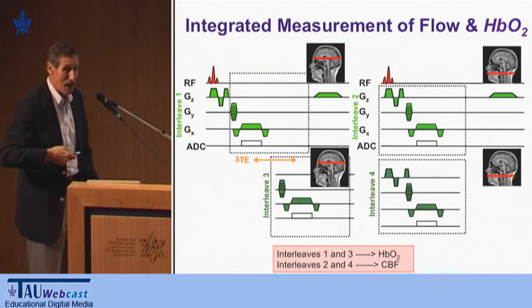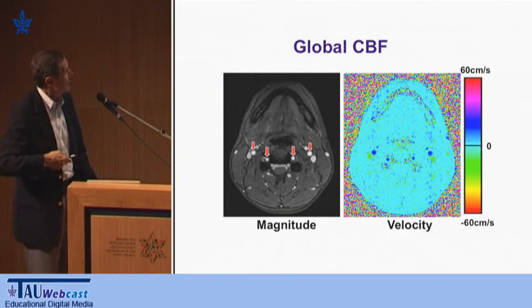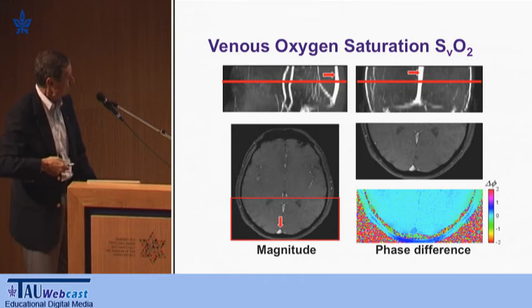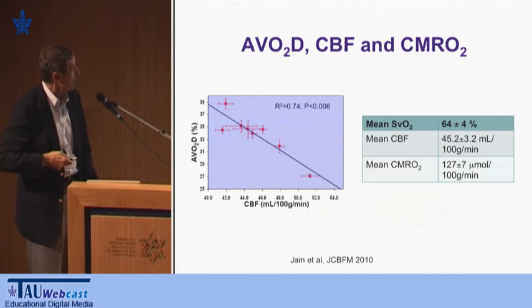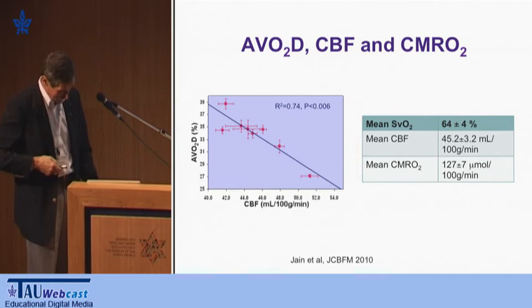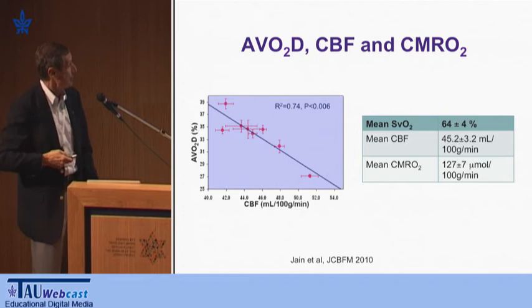So here is the velocity image, magnitude and phase image, calibrated for velocity, and the measurements in the superior sagittal sinus. Here is the phase difference image in a cross section. So that works quite well. And if we do this and plot the arteriovenous difference versus CBF, we obtain a straight line. There's an inverse correlation between the two, which obviously makes sense.